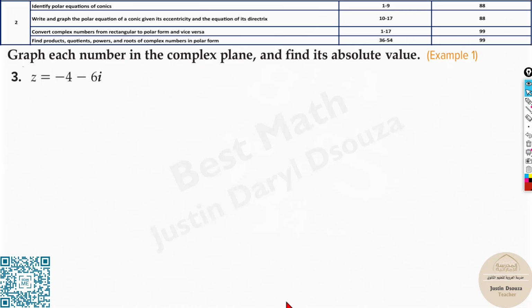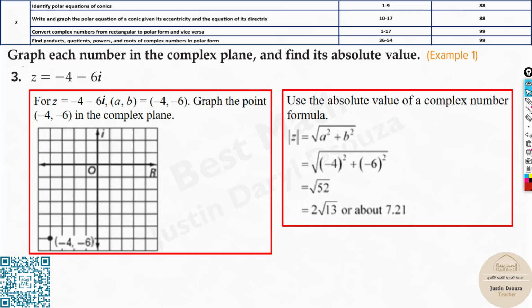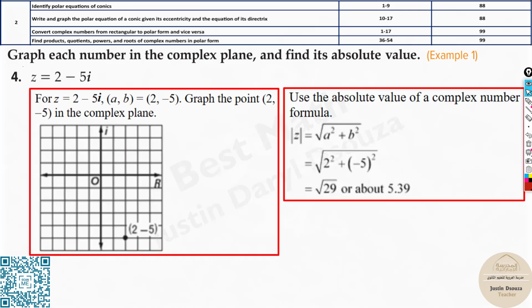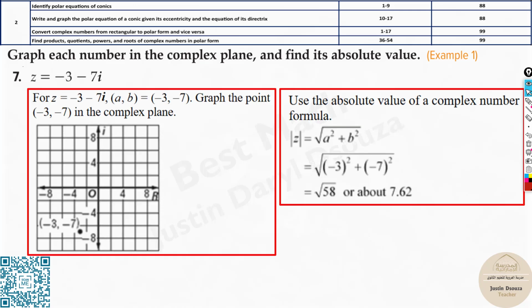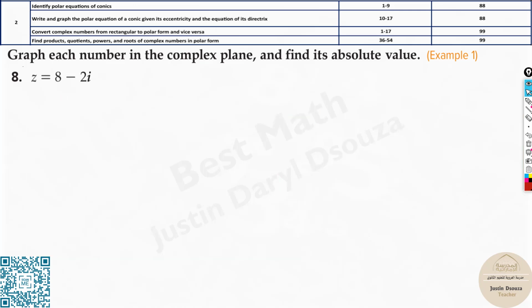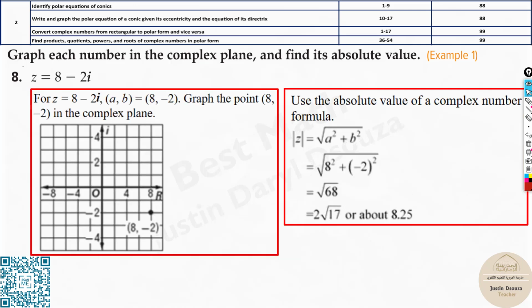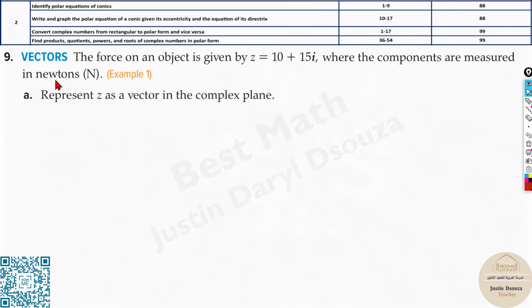Now these are very simple problems. Just remember the part which is only having the number is the real part. The part which is having I is the imaginary part. Please try these by yourselves and then check the answers over here. This one as well. Very simple problems, all these ones. Here as well. And there's no difficulty in this. They're all the same type.